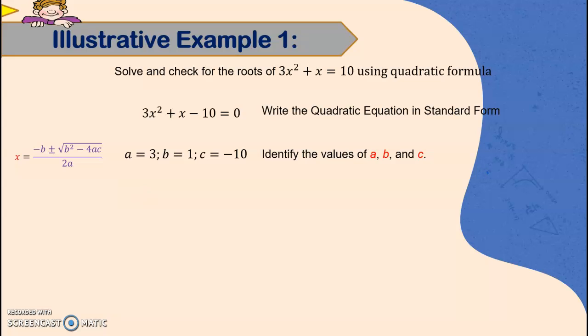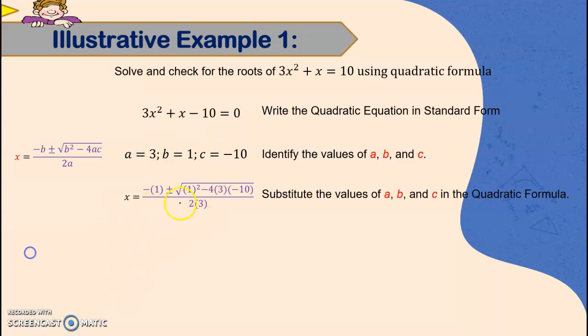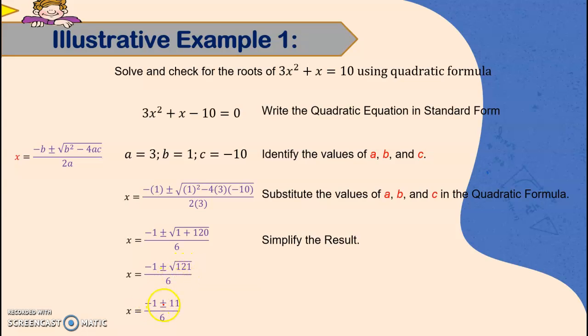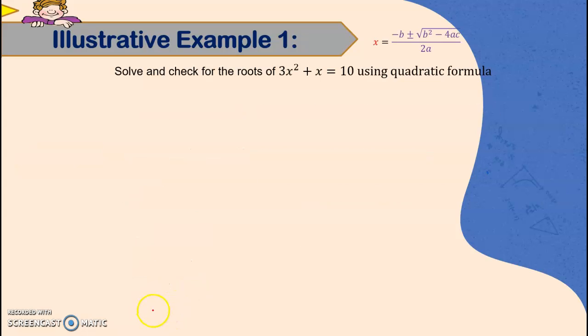Moving on, we substitute. Negative 1 plus or minus the square root of 1 squared, because b is 1 there, minus 4 times 3 times negative 10, which is basically plus, all over 2 times 3, which is 6. So 1 squared is 1, then negative times negative is plus, so 4 times 3 is 12 times 10, that's 120. If you add them together, it's 121, all over 6. Negative 1 plus or minus the square root of 121, which is 11, all over 6.